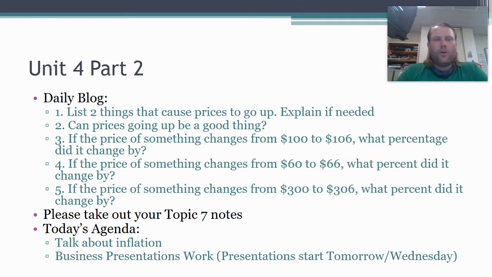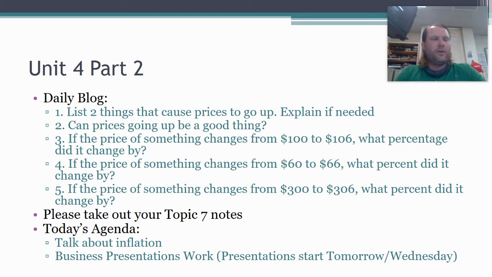All right, for number one, hopefully you're putting something along the lines of increased demand, maybe a decrease in supply, a shortage of natural resources or whatever. And then the third thing that you could have put is that the government prints more money. So those are three main things, very broad, right? You could obviously be more specific.